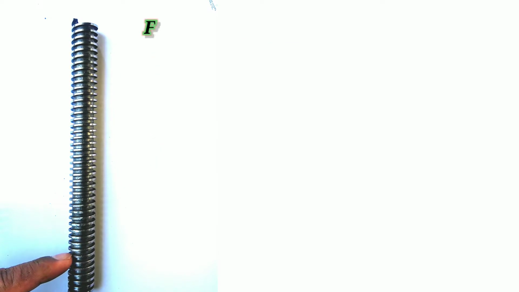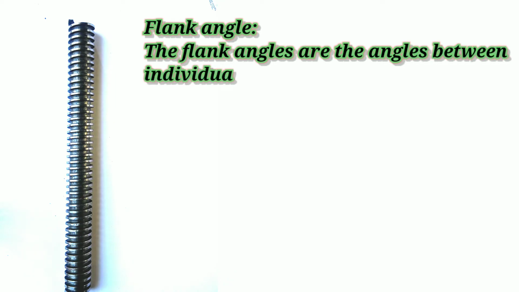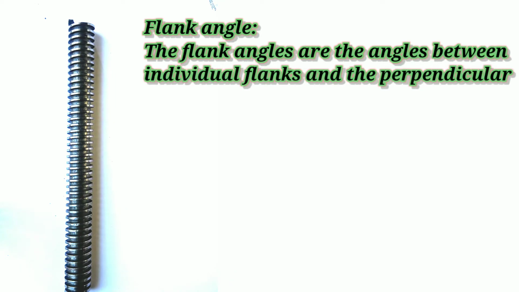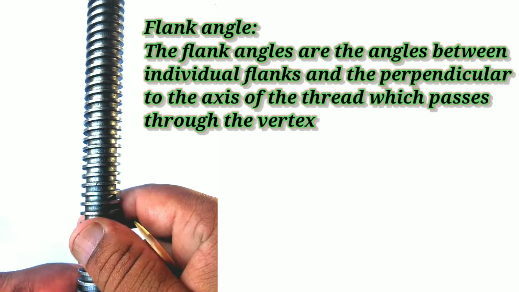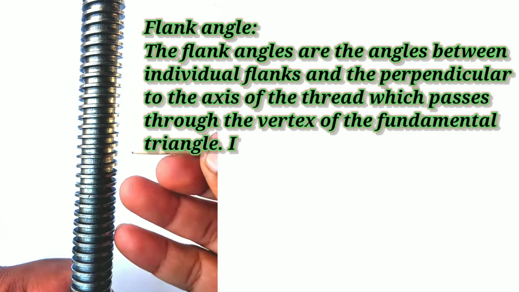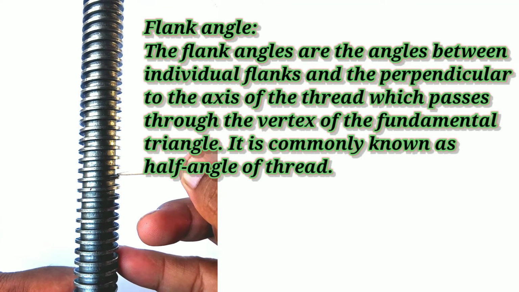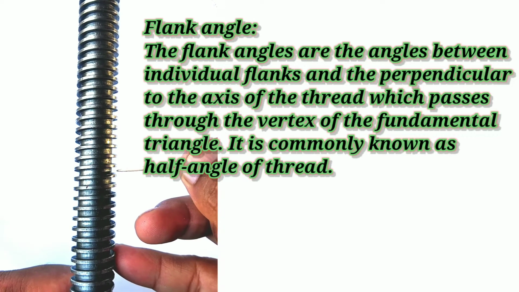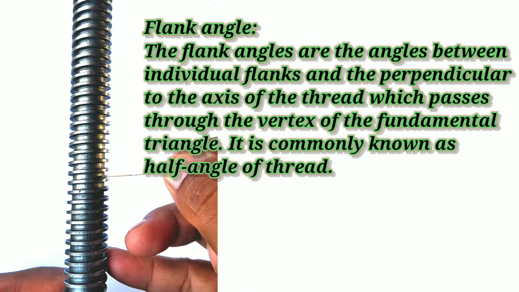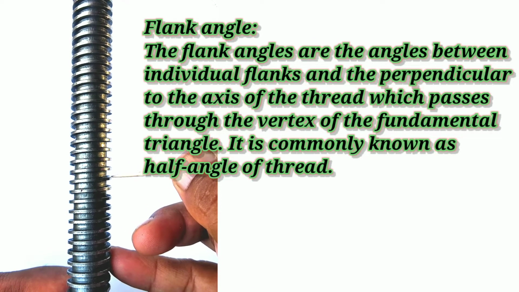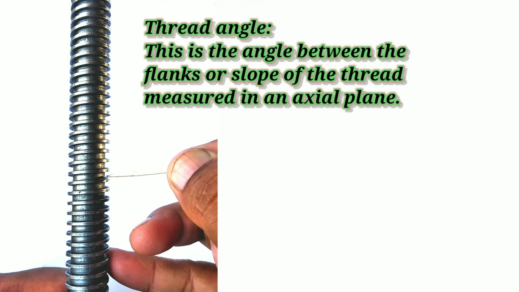Next is flank angle. Flank angles are the angles between individual flanks and the perpendicular to the axis of thread, which passes through the vertex of the fundamental triangle. So flank angle, from this thread itself, if you can see, this one is the flank. So there is a flank contact. This is the flank. So flank angle is the angle of this line to the vertical. If you draw the imaginary line from this point, the angle between this flank and that vertical is the flank angle. Thread angle is between the two threads. The angle between two threads is the thread angle.